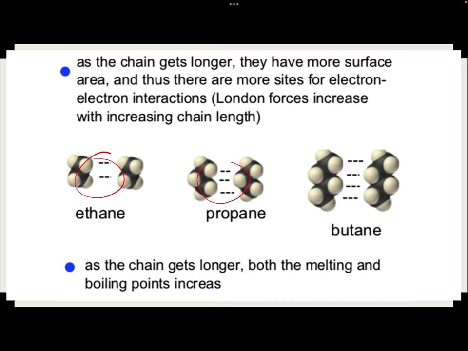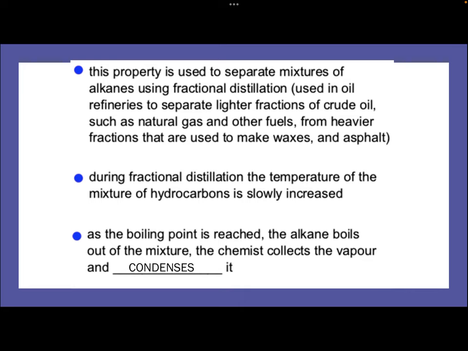So we know that when we have ethane, we only have a single bond, then we can have a double bond, and a triple bond. You can see these forces are getting stronger and stronger because it's longer and more complex. If the chain gets longer, such as decane, then both the melting and boiling point increase. It is very much dependent on how long the chain is, and the more complex the structure is, the higher the melting and boiling points.